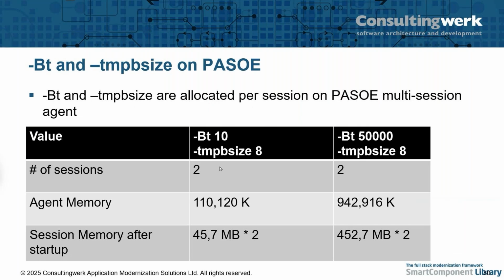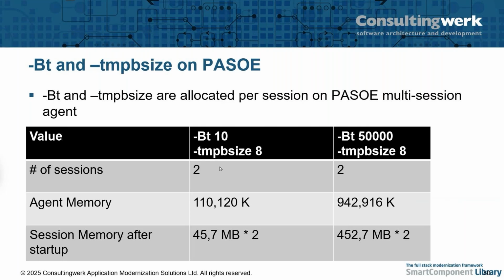With those values, if you start a PASOE with 2 sessions, for instance, use -Bt 10, so the smallest value, and 8K block size for the temp tables, and I start quite a lot of applications in that session, then I can see that my PASOE agent starts and allocates 110 megabytes. If I bump up -Bt to 50,000, then I see that my PASOE agent needs 9 times as much memory. So that's a lot of memory.